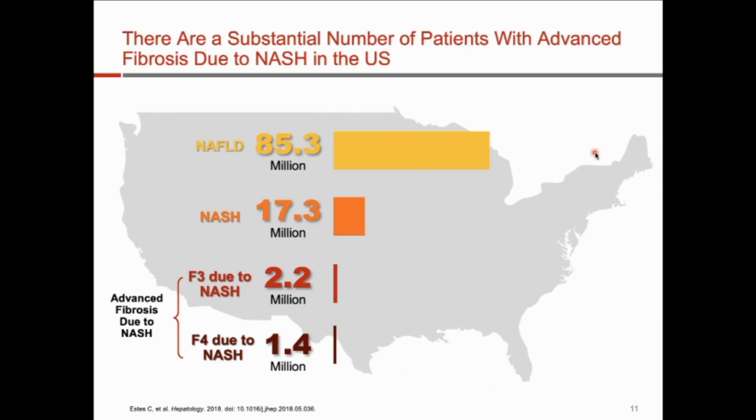Now, coming back to the burden of disease. This was data published in 2018 in Hepatology, and as I was saying earlier, NAFLD affects 25% of the population. This is exactly true looking at US data, where 85 million have NAFLD, 17 million have NASH, and 3.5 million have advanced fibrosis. And this is the population that's going to go on to be at risk of decompensated liver disease and the complications of cirrhosis.